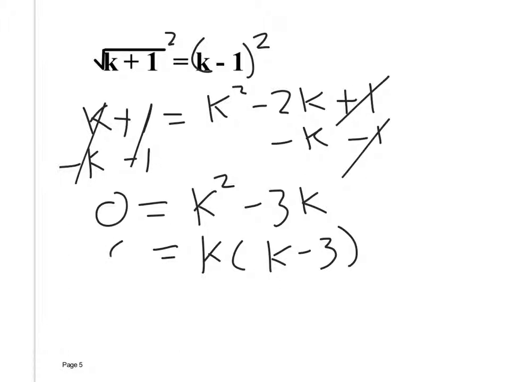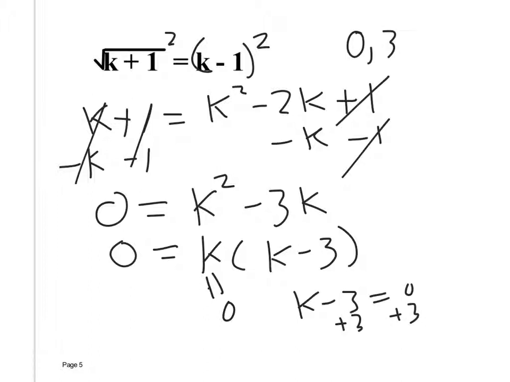This is equal to 0, so what I do is I answer both. This k here is going to be equal to 0, because if it's on the outside, it's got to be equal to 0. Think about it, if this was gone, then k would be equal to 0. So this k is 0. And then I do k minus 3 equal to 0. Would k have to be positive 3? So my two answers are 0 and 3.